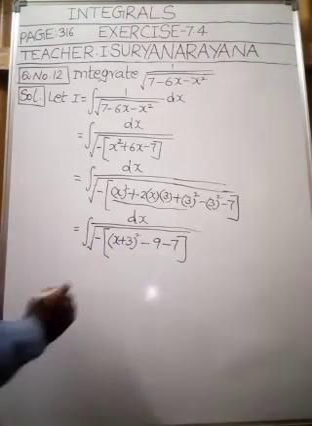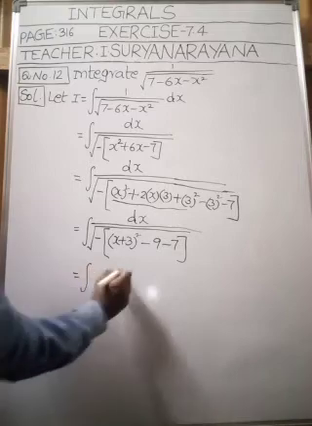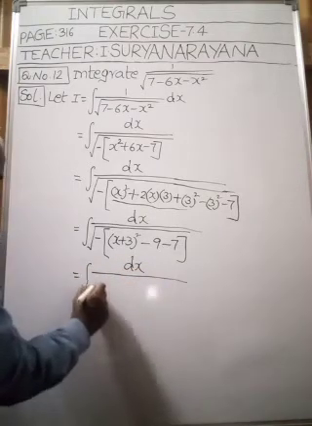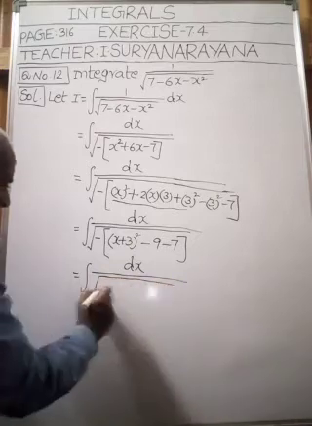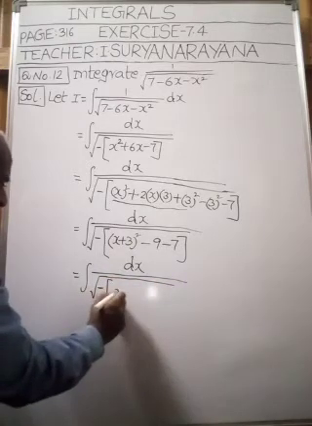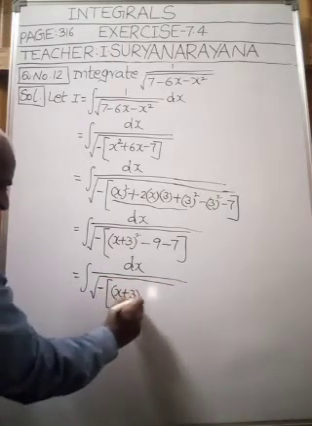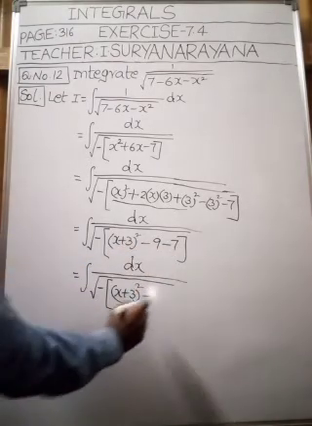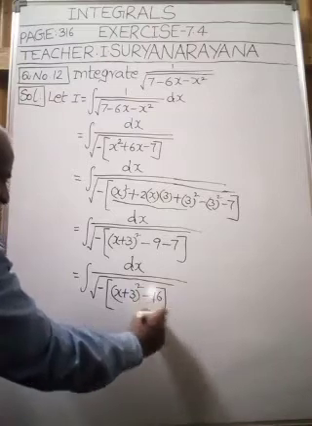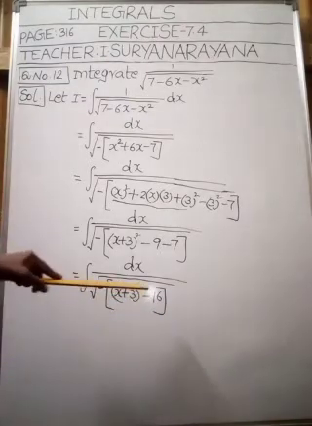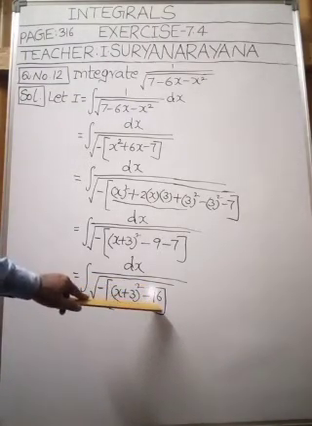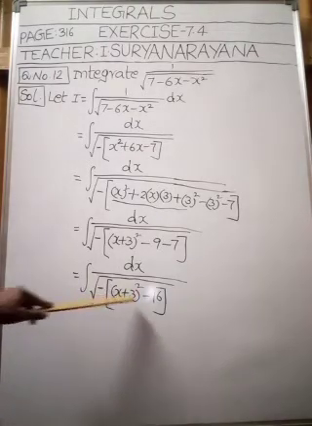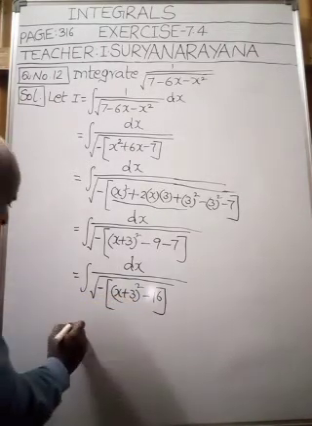Right. That is equal to integral dx by square root of minus of x plus 3 whole square minus 9 minus 7. What will you get? 16. Minus 16. Understood this number, my children? Right. Now we multiply by minus. Use the distributive property. Then what will you get?